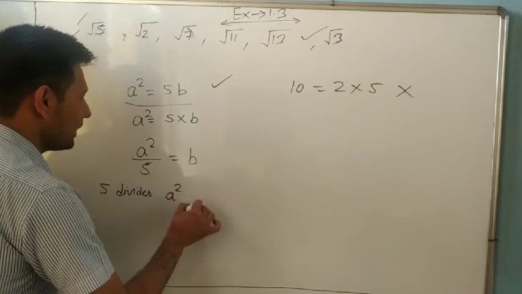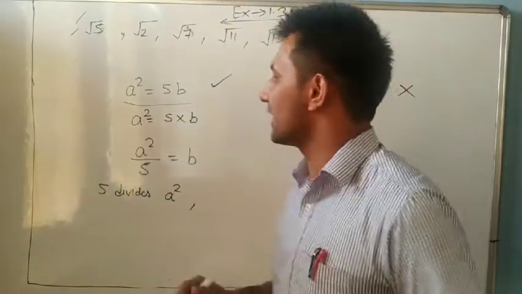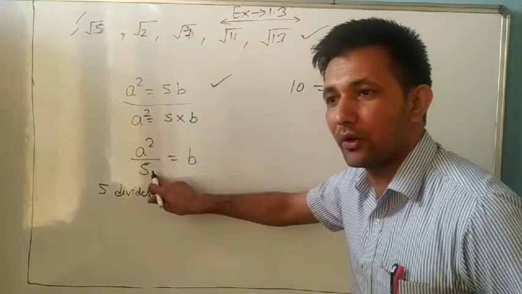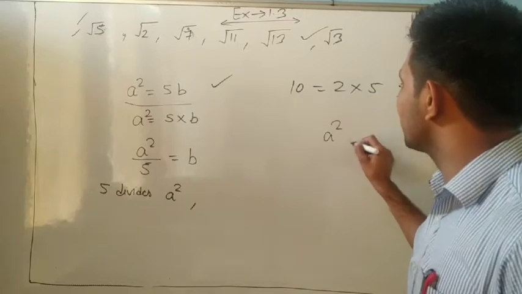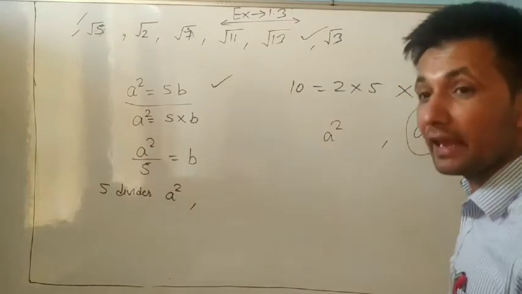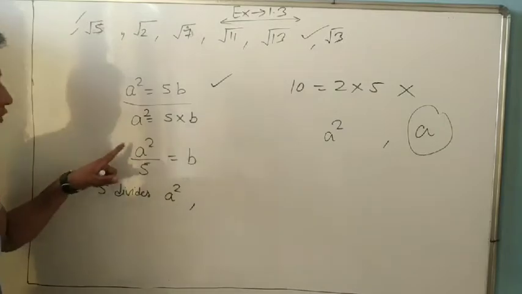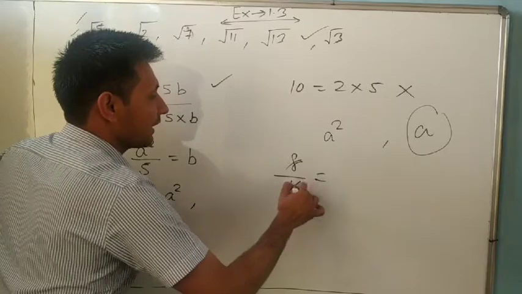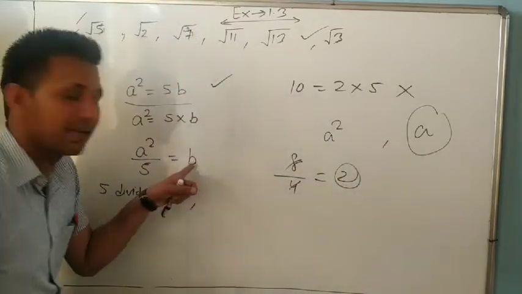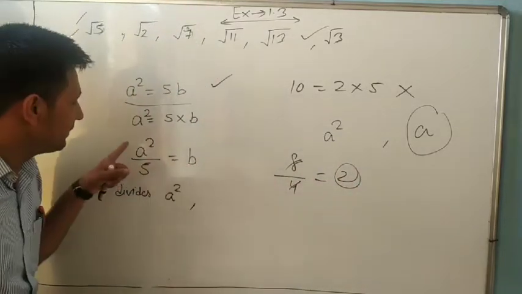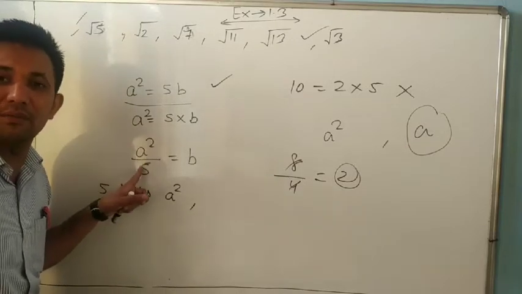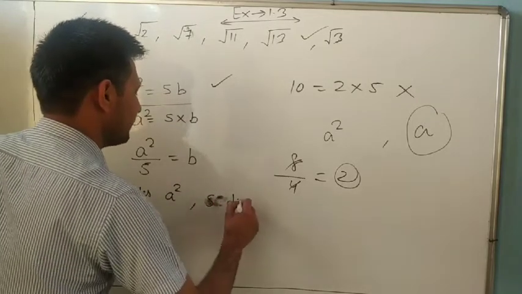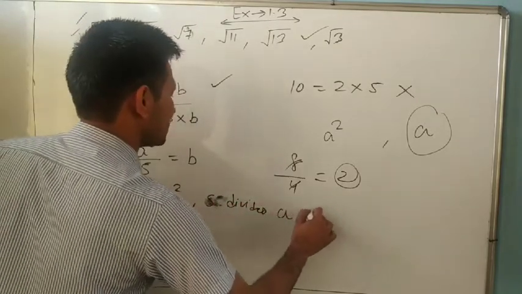After it you can write 5 divides a square, because everyone knows the theorem. The theorem is that if a prime number divides a square, then the prime number divides a also. Is 5 prime or not? Same as a square divided by 5, like 8 divided by 4, and when we cut, if equal to some number comes, here also what number comes? b. So it means 5 divides a square, and 5 is a prime number. It means 5 divides a also.